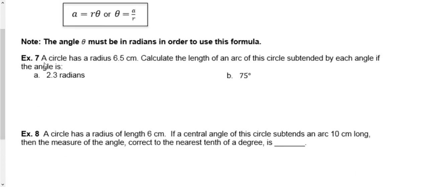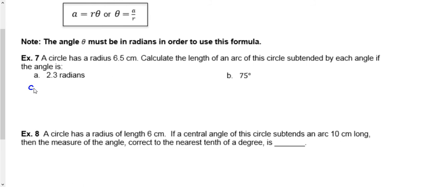So here in example 7 we have a circle with a radius of 6.5 centimeters. Calculate the length of the arc of this circle subtended by each angle. If the angle is 2.3 radians, we're just trying to find A, the arc length.